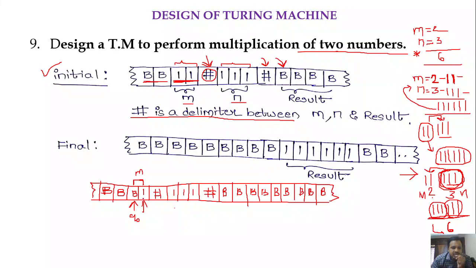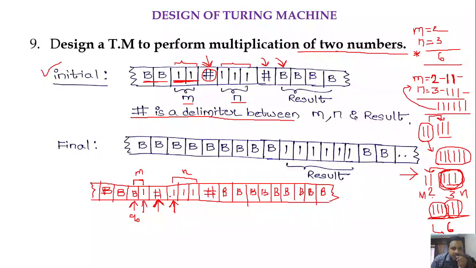We keep on moving the head towards right until we find a hash, because that hash indicates the end of the input m. Then after getting the hash, we again move the head towards right. When we move the head towards right after the first hash, it indicates the beginning of the n portion of the input.